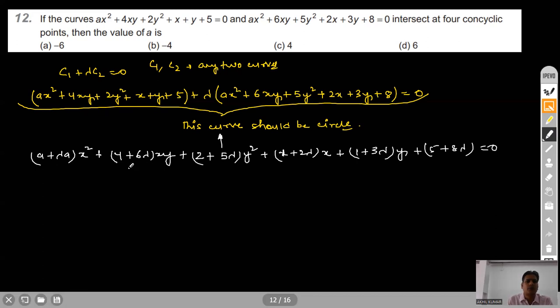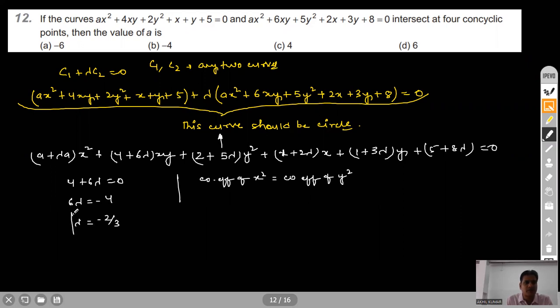So we know for a circle, the xy term, this 4 plus 6 lambda term, should be equal to 0, and the coefficient of x square should be equal to the coefficient of y square, right? This is the condition for a general second degree equation to be a circle. From here we get 6 lambda is equal to minus 4, or lambda is equal to minus 2 upon 3, right? And what is the coefficient of x square here? It is a plus lambda a. And what is the coefficient of y square here? 2 plus 5 lambda.